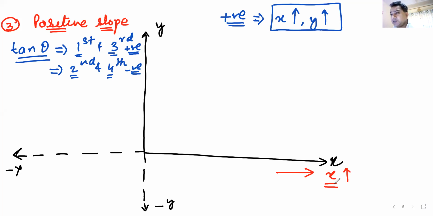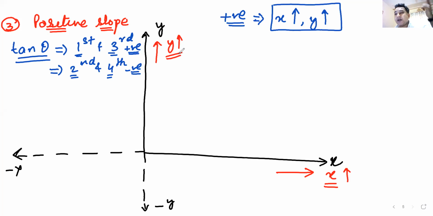Now what will y increasing mean? If we are going up like this, y increases. Going up means y increasing. Going right means x increasing. Correct? Yes or no? We understand this. Can I have some raised hand? Can I have some plus, minus? Okay.